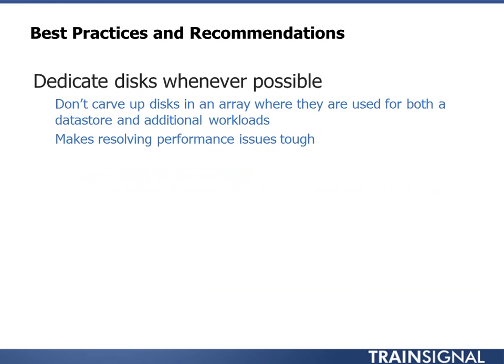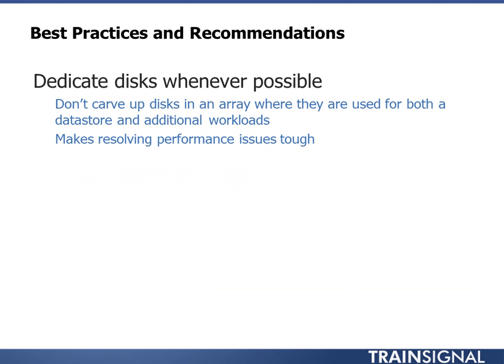Some best practices, recommendations: dedicate disks whenever possible. Don't carve up disks in an array where they are used for both a data store and other workloads. It makes your job really tough, because you're going to have somebody complain about VM performance. You're going to look at your information, and it's going to tell you your latency is high. And you're going to look at your VMs and go, that's weird. No, the VMs are really hitting the disk. Why is latency so high?